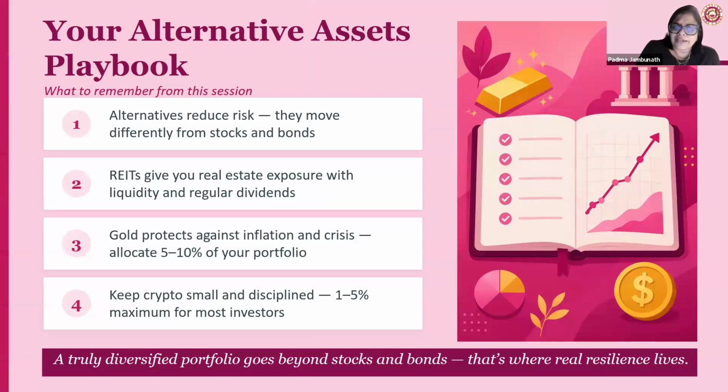And this is your alternative assets playbook. Let us bring it all together. I want you to walk away with clear, actionable takeaways. First, alternatives are about diversification. It's not speculation. The goal is not to get rich quick. It is to build a more resilient portfolio that can weather different economic conditions. A traditional 60-40 stock bond portfolio has its limitations, and adding even a small allocation of alternatives to that can improve your risk-adjusted returns.